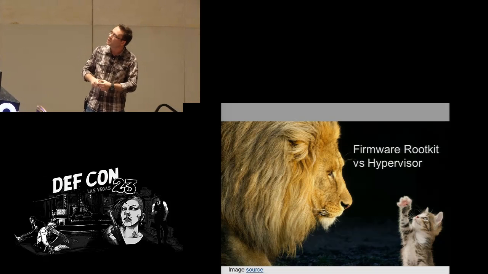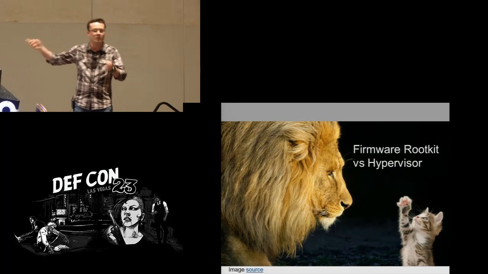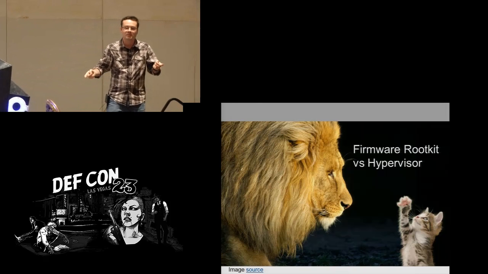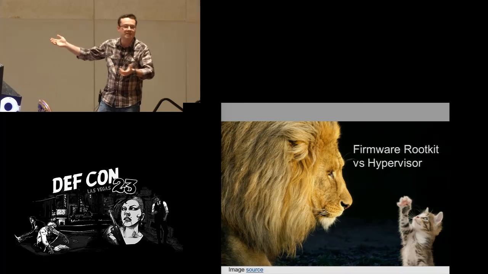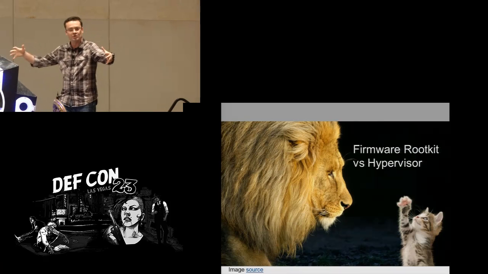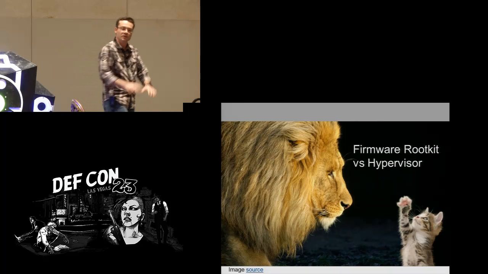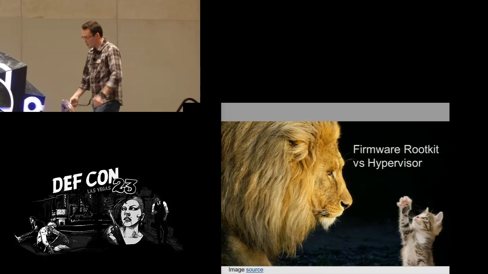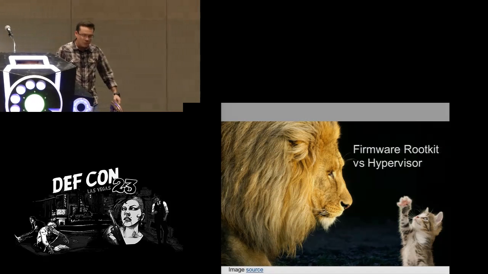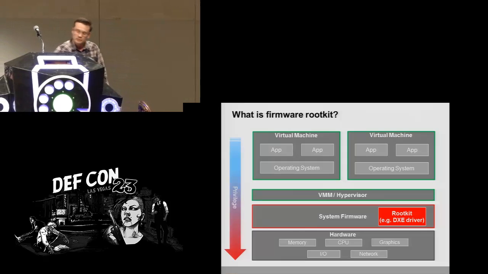What do you think? Where are the kitties? And who is the kitty and who is the lion? No guess? Okay, our guess was the kitty is the rootkit and the hypervisor is the monstrous thing, completely protecting everything, including from those kinds of things like a rootkit. So we'll see how that goes.